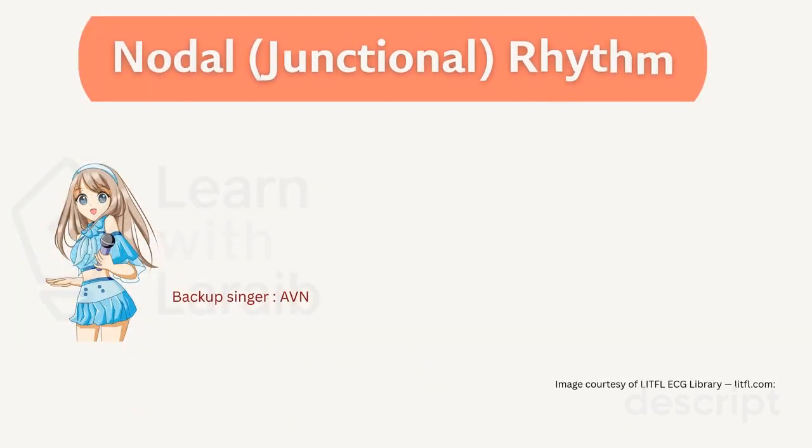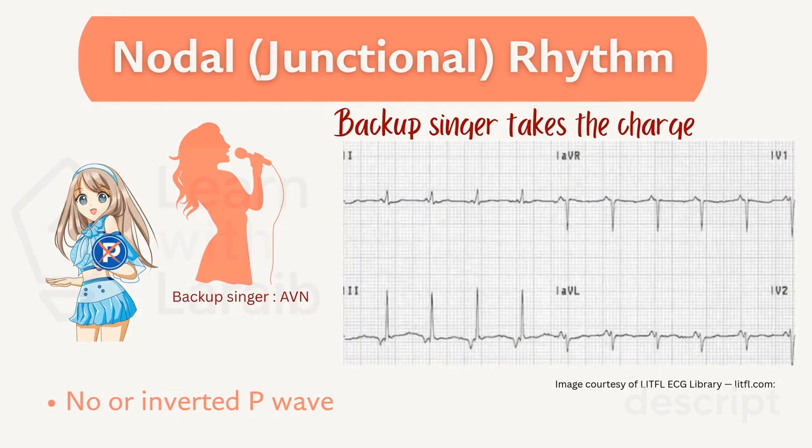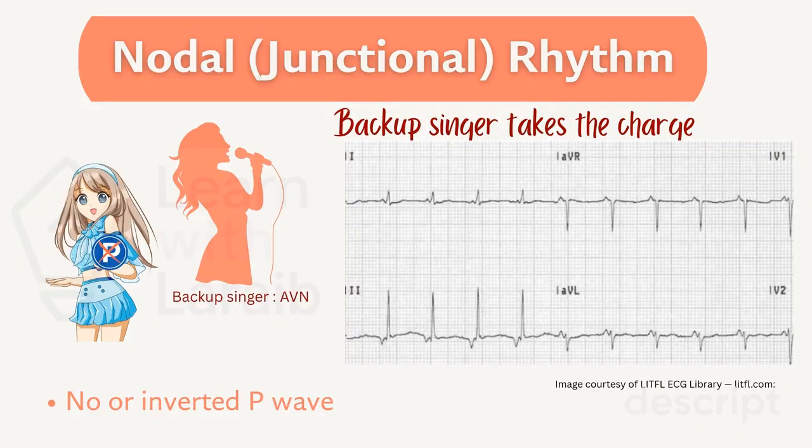So nodal rhythm is when the AV node takes up the charge. Refer to this image where the original singer has a P blocked and the backup singer, that is the AV node, is taking the charge. In this, there is no visible P wave or it is inverted as shown in the ECG diagram, and there is a narrow QRS. Whenever you see a nodal rhythm, think digoxin toxicity, ischemia, or post surgery.